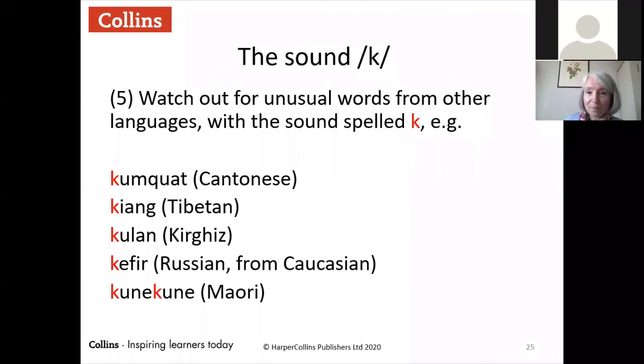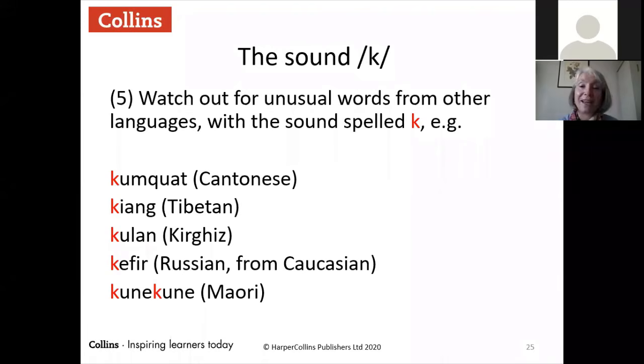Okay. A kiang. Yeah. A kiang is a type of wild ass in Tibet. Okay. What about a kulan? Anybody know what a kulan is? Someone has given an answer, an animal, for kiang. Actually, yeah. A kulan is also a wild ass, but in Central Asia. So we think the words are related, but they've come into English differently.